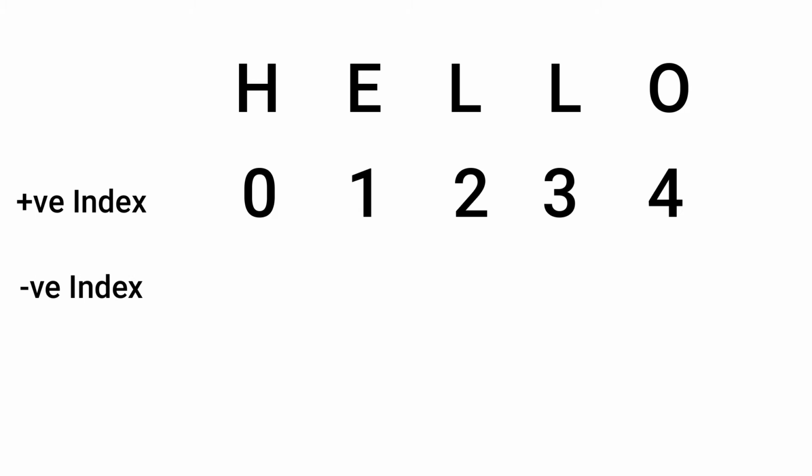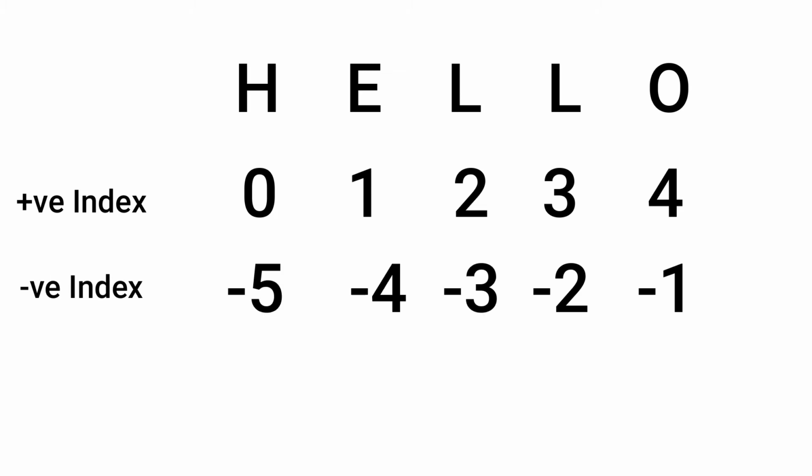So let's take the word hello. H has a corresponding number of 0, E has a corresponding number of 1, and 2 and 3 and 4 and so on. You can actually use reverse indexing too. You may want to grab the last letter of the string, but you don't know how long the string is. So you can use reverse indexing. Let's suppose I want to grab O. I'll use -1 as the position of O. Similarly with L, it will be -2, -3 and so on.